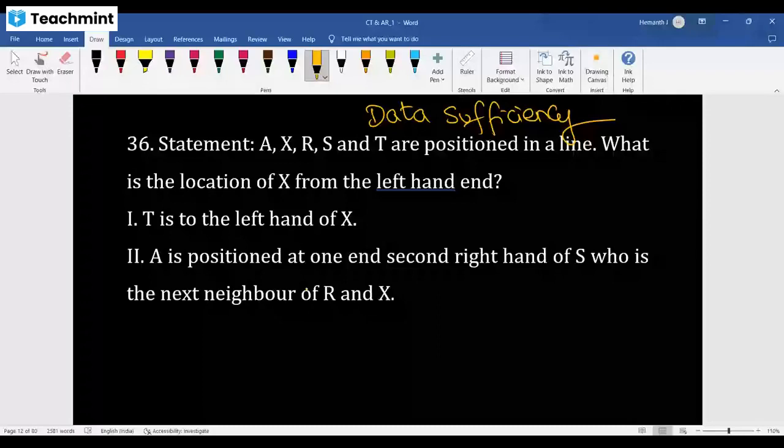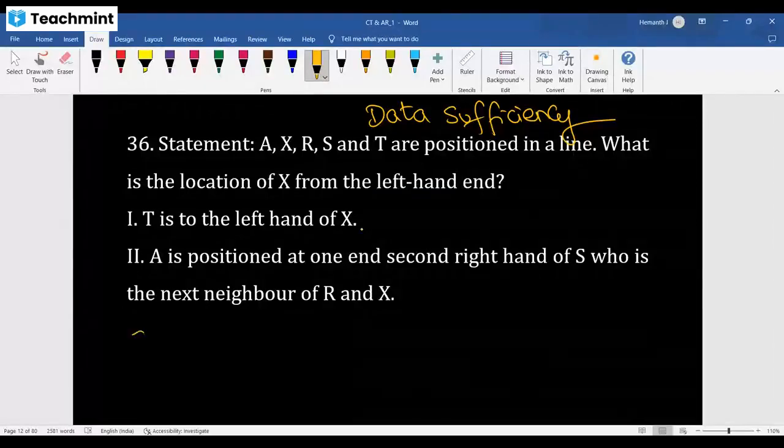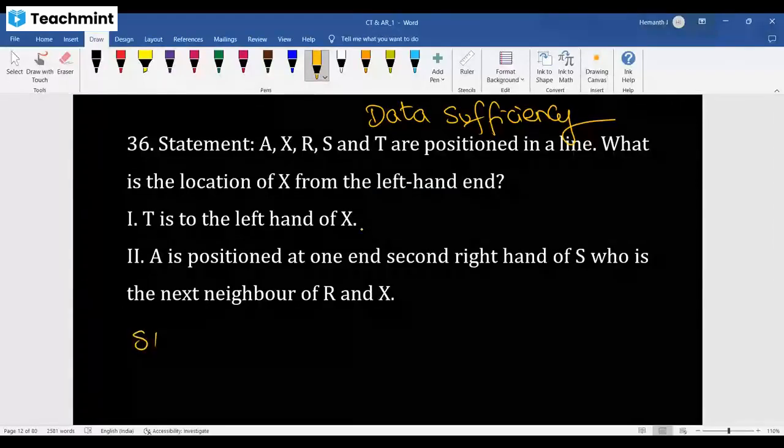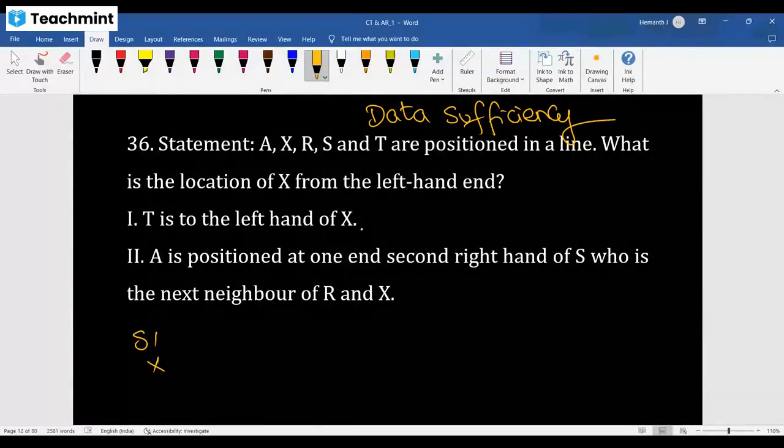These five people are positioned in a line. What's the position of X from the left hand end, or left end? No problem. Now statement one alone, no, because T is to the left of X. Okay, but which position? Left hand means it may be first left, second left, third left also. When it is a row arrangement, left does not mean immediate left. In closed arrangements, left means immediate left, right means immediate right, like that. But here we cannot consider it like that.